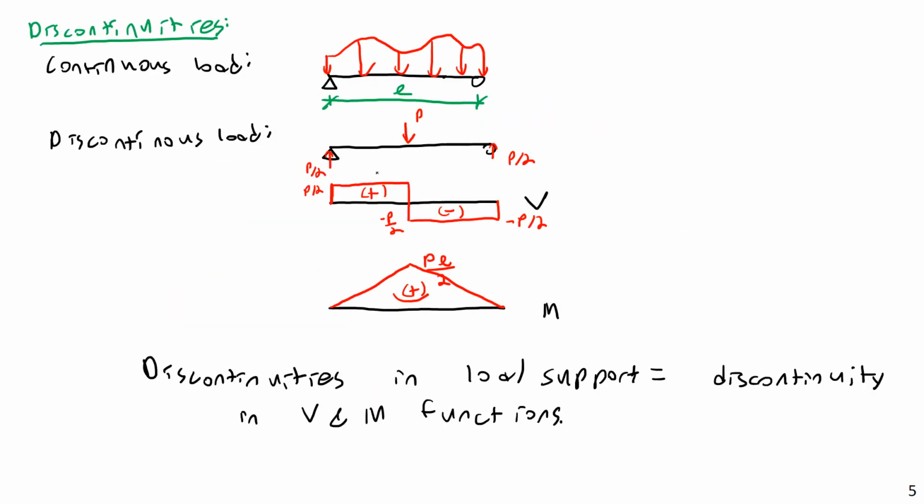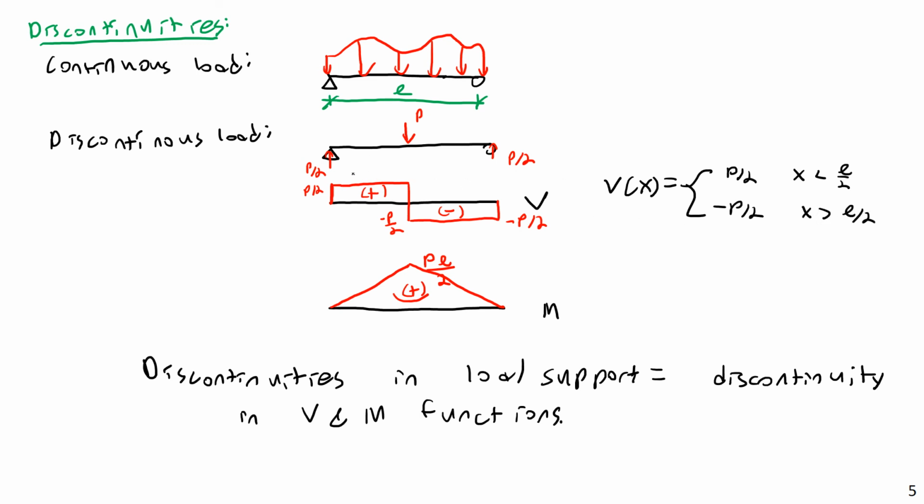Showing the breaks here. When you have a point load, notice you have a sharp jump in the shear function. This shear function would be like V of x equals, let's see, from x less than L over 2. Actually, I should probably put the function first. P over 2 when x is less than L over 2, and negative P over 2 when x is greater than L over 2.